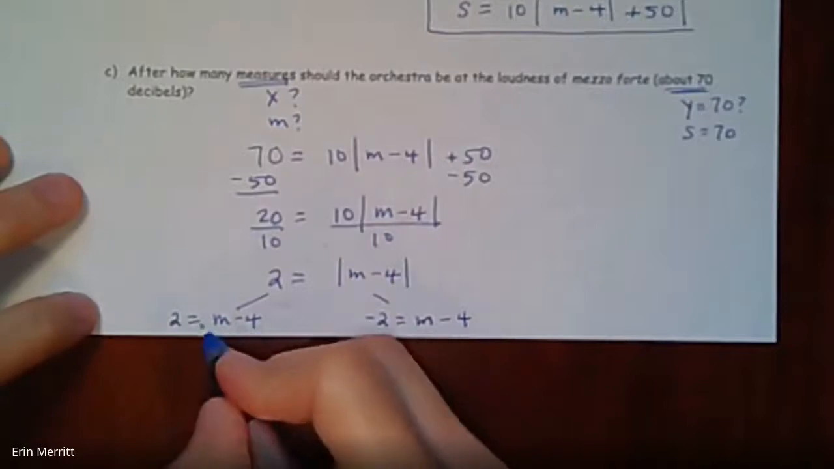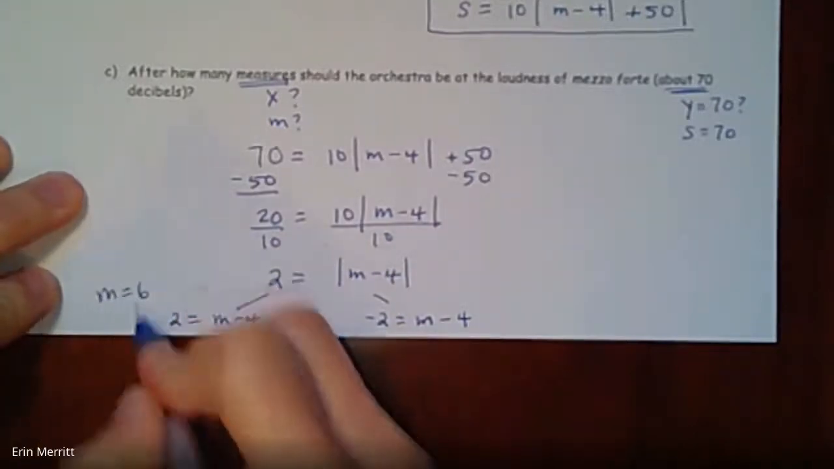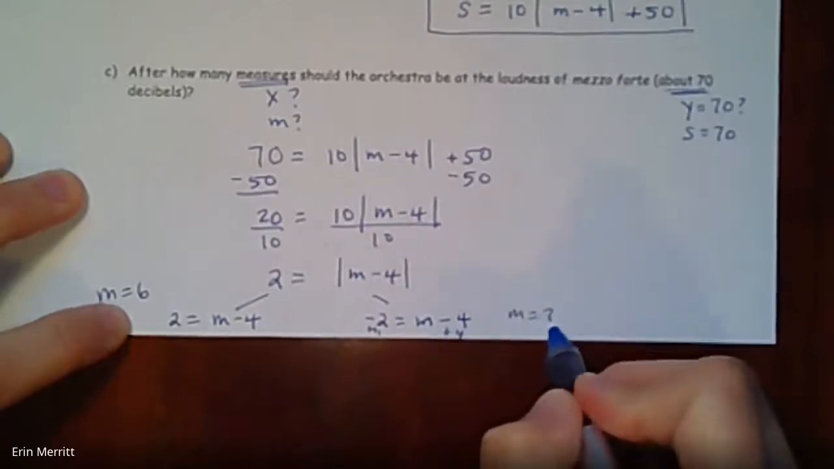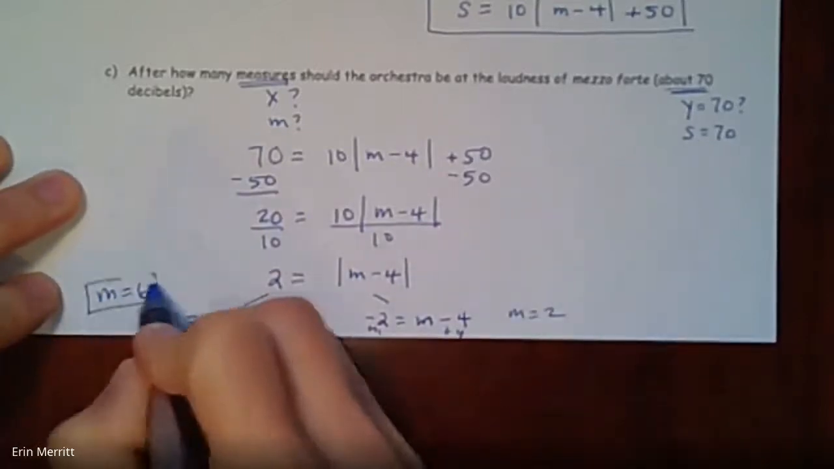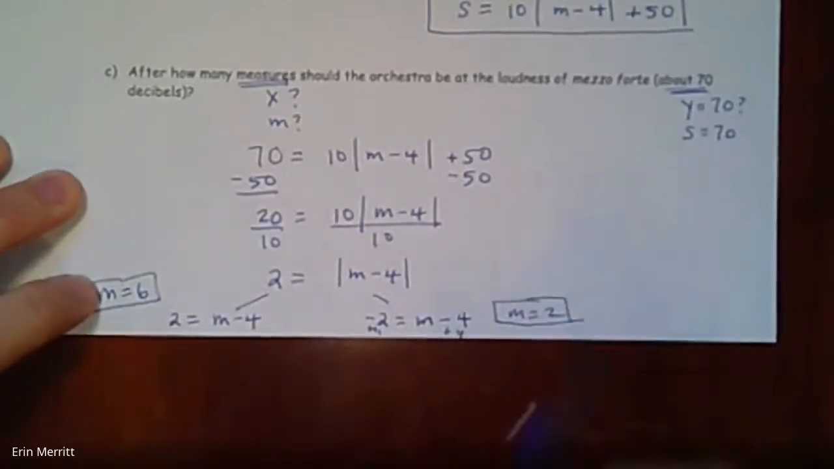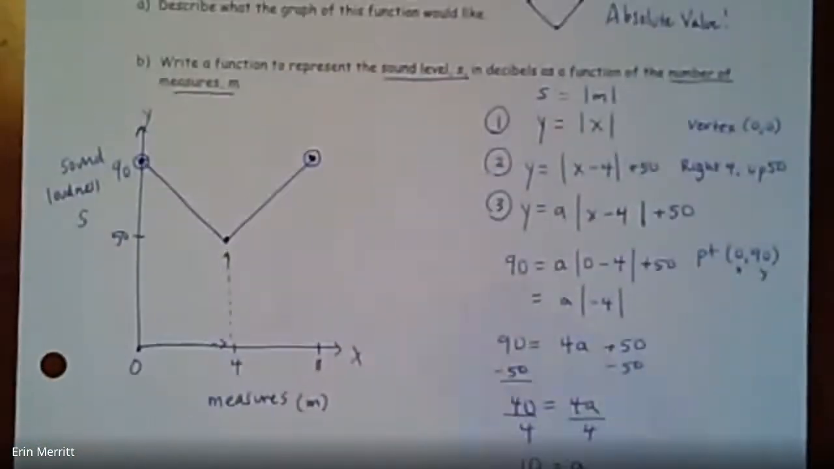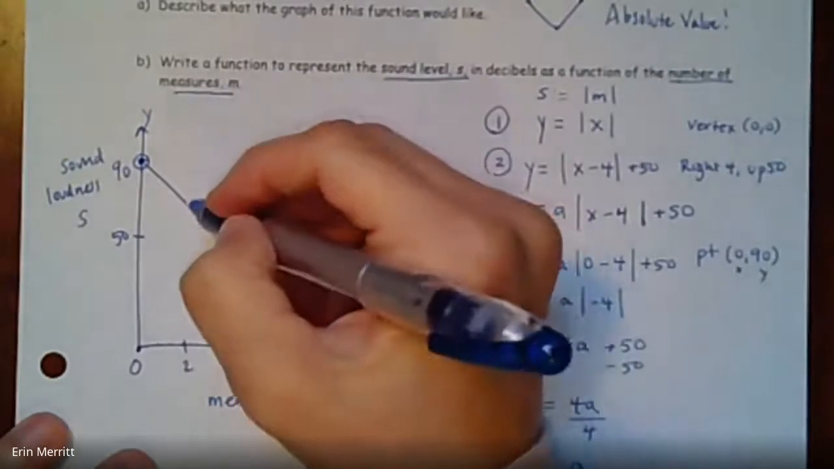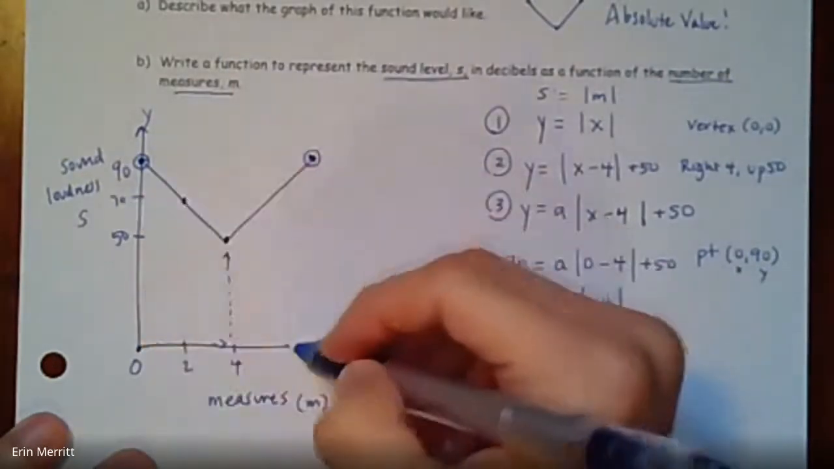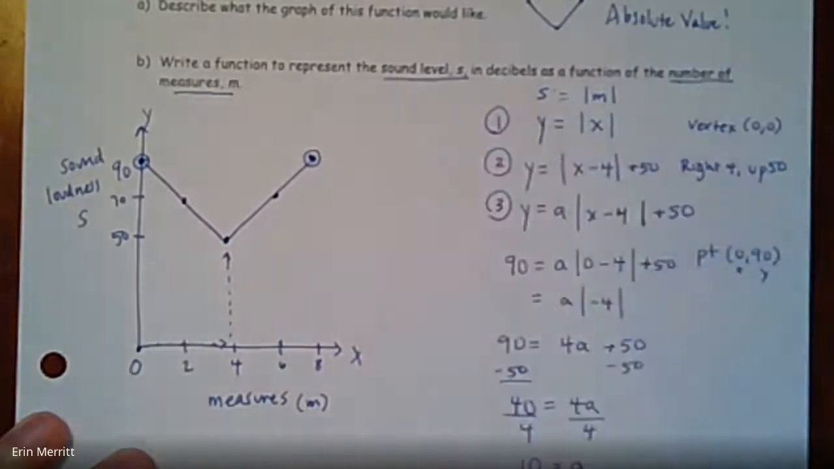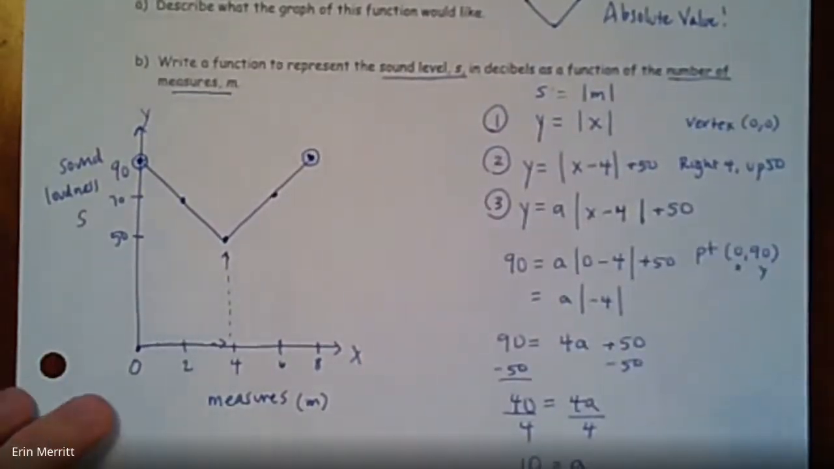All right, if I add 4 here, this will give me m equals 6. If I add 4 here, that'll give me m equals 2. And if I look up above, that would make complete sense. So come right back to the graph. At 2, it would make sense that it would be at that middle of 70. At 6, it would make sense it'd be at that middle of 70. So could we have solved it graphically? Yep, that would be another way to have solved it. But algebraically works just as well.